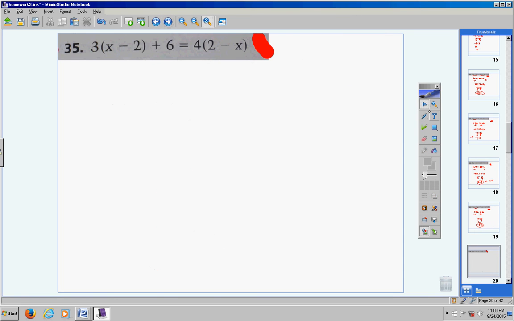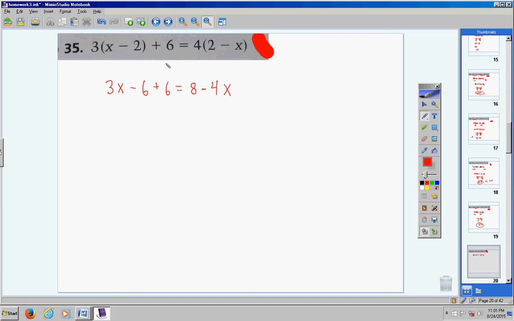Number 35. Okay, let's take your 3 and first of all simplify both sides. Now, when you multiply your 3 through the parentheses, do not multiply the 3 times the 6. The 6 is not inside the parentheses, so you do not do that. 3 times x is 3x. 3 times negative 2 is negative 6. Bring down your positive 6. 4 times 2 is 8. 4 times negative x is negative 4x.